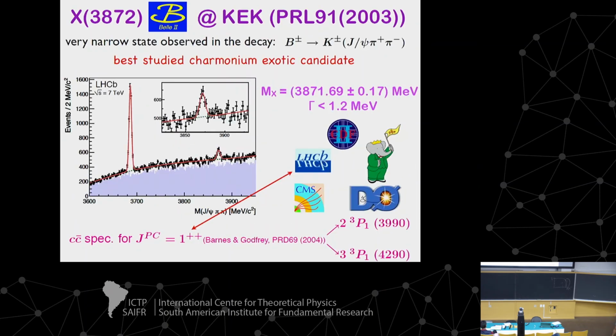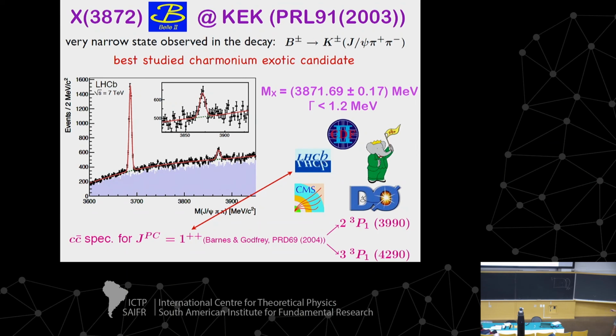And now I will talk about the X. The X was the most studied state that we have since it was discovered. It was confirmed by all the collaborations that tried to see the state, so there is no doubt about the existence of this state. There is no doubt about the quantum numbers of the state.